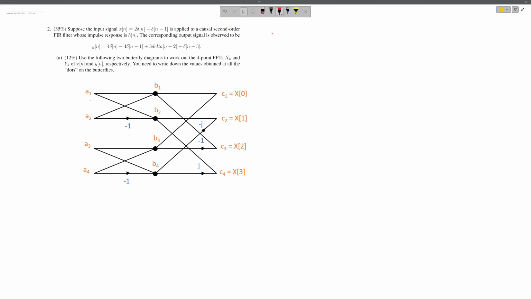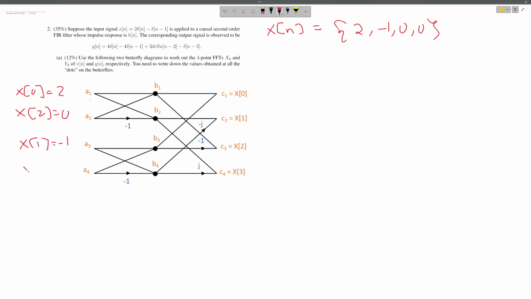First of all, I'm going to say X event equals 2 delta n minus delta n minus 1, and interpret it as a four-length signal. This would be 2, -1, 0, 0. When I group these by their even and odd terms, X of 0 equals 2, X of 2 equals 0, X of 1 equals -1, X of 3 equals 0.